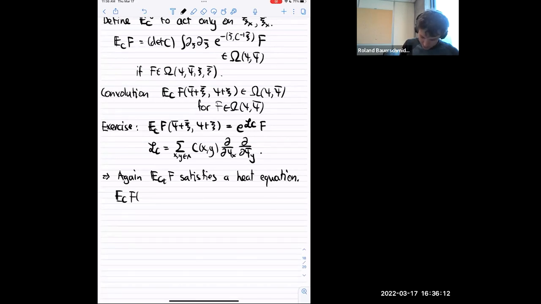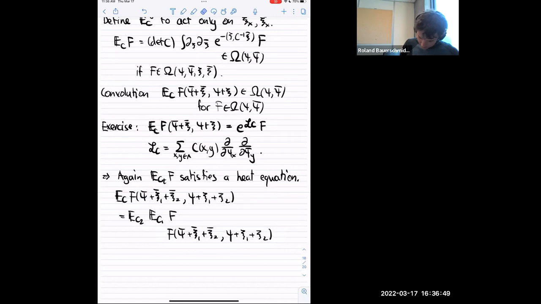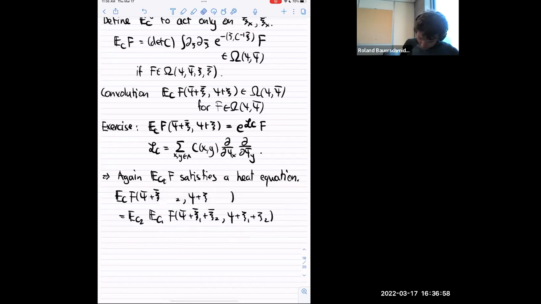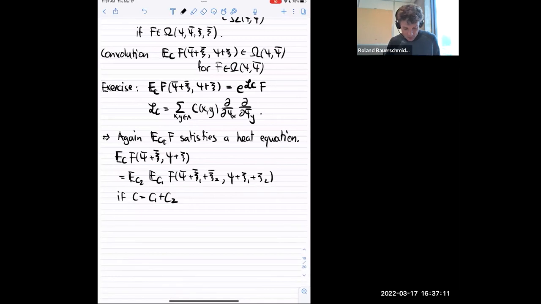And you can also see from this that you have this convolution property. So if you take F and you add to psi, say psi 1 plus psi 2, that is the same as doing two expectations, one with C1 and one with C2, maybe. The order doesn't matter, but I always prefer to put the first one to the right because that's the one that gets done first. So this is the convolution property of Gaussian measures. Again, it holds exactly the same way.